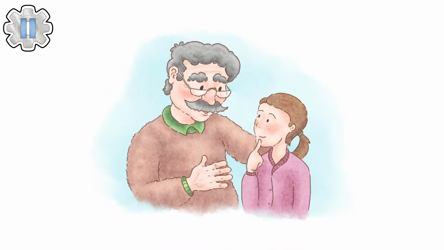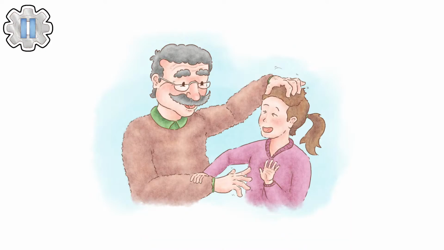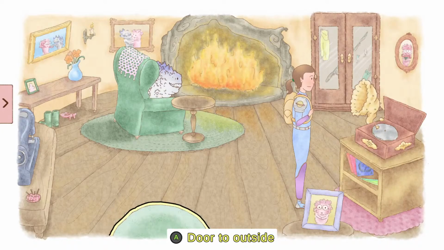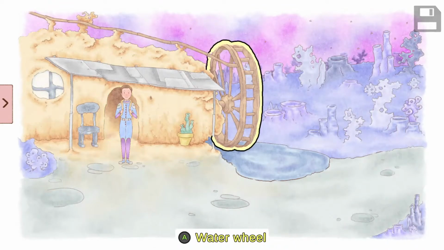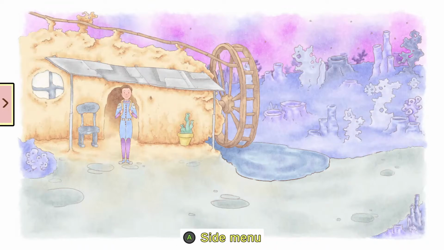Clara gazes back at her grandfather. Ah, so it's prehistoric technology. Clara playfully pushes back her grandfather's arm as he tries to tickle her. Vinyl player. Side menu. Door to outside. Auto saving. Door to Elders. Water wheel. Path to village.